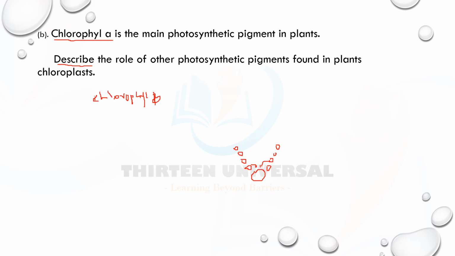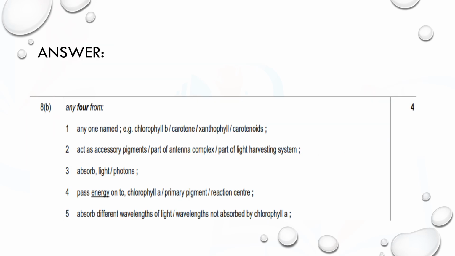Because the primary pigment is the reaction center. That is where photo excitation occurs. All right, and then you can give examples of them: xanthophyll, chlorophyll B. Chlorophyll A is of course the primary pigment. Xanthophyll, carotenoid. All right, look at them. Can you see that?